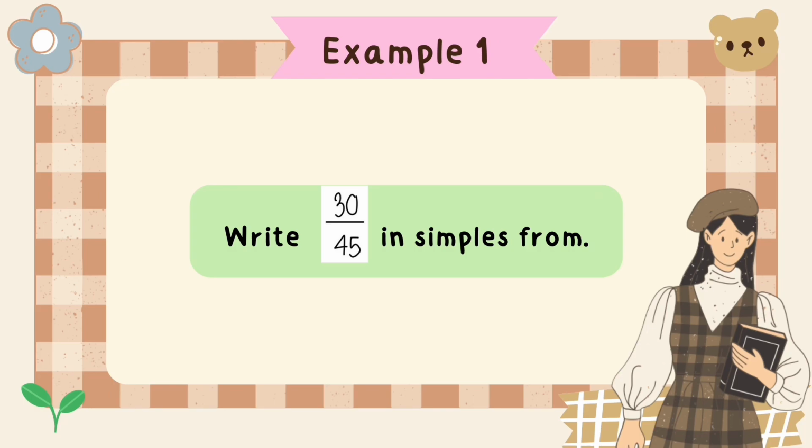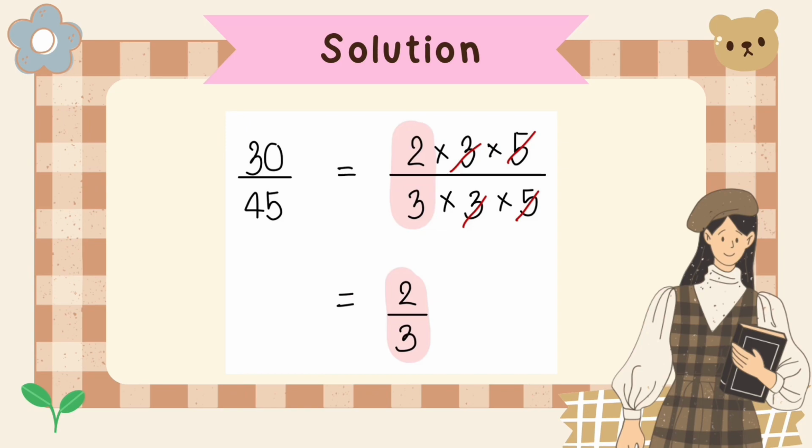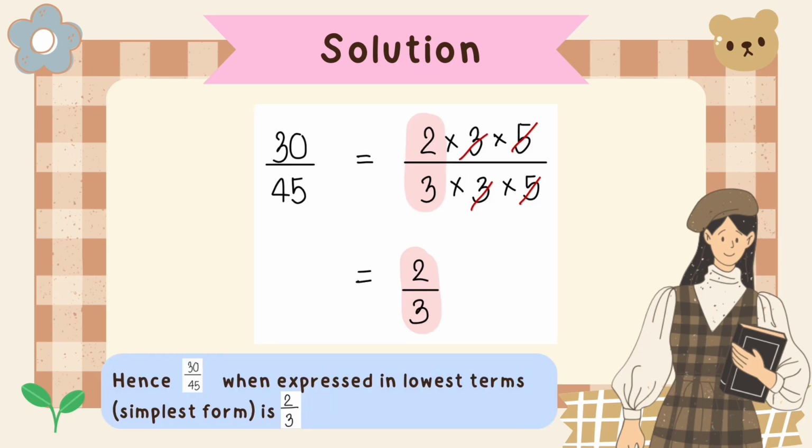Next, example 1. Write 30 over 45 in simple form. Solution: 30 over 45 is 2 times 3 times 5 over 3 times 3 times 5, which is 2 over 3 by factorization and cancellation. Hence, 30 over 45 when expressed in lowest terms, simplest form, is 2 over 3.